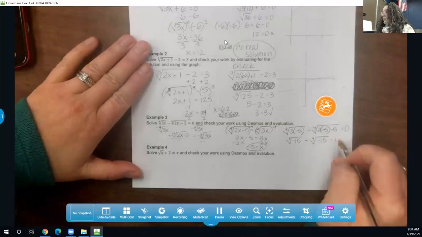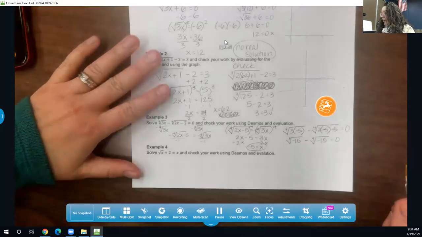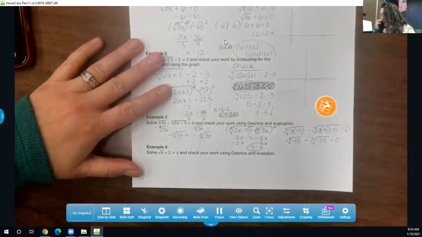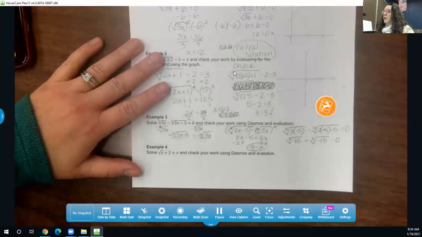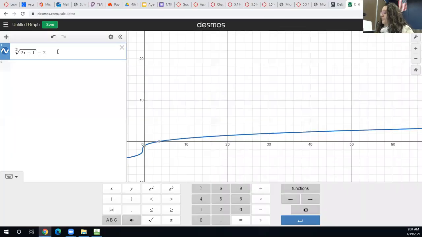Yikes. What do you think is going to happen here? We got some imaginary numbers going on. Let's see what this looks like on the graph before I keep going, because I feel like I'm not going to check out. So let's see.